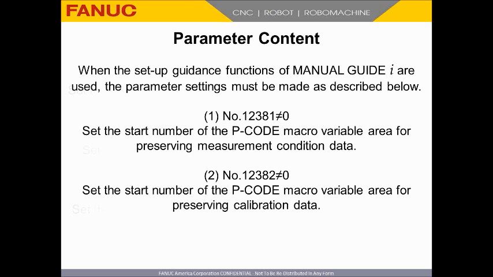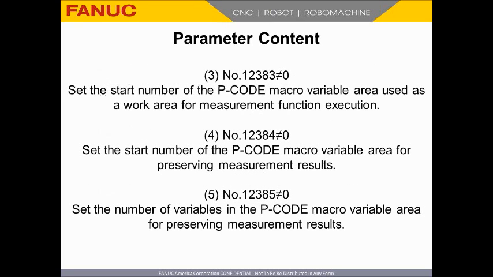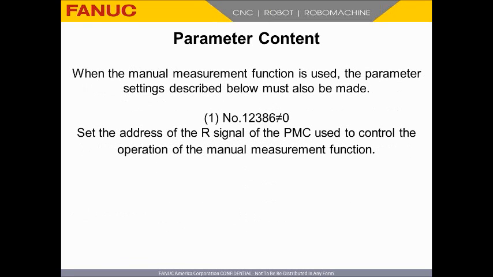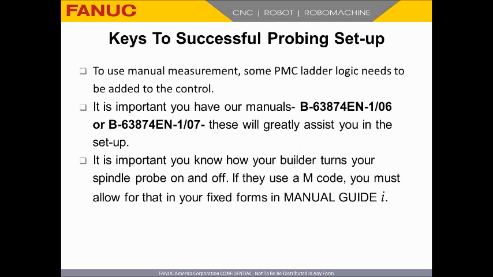And they go from 12,381, 383, 384, 385. And again, these are all just P-code macro variables, all the way up to 386, and then also 388. And in order to do this, to be successful, like number 2 on my list here, it's important that you have one of these 2 manuals that I have listed here, because within these manuals it goes step by step by step of how you can actually set up the probing cycles.